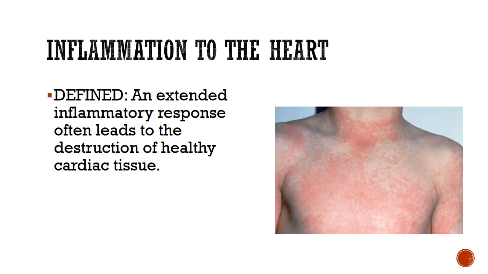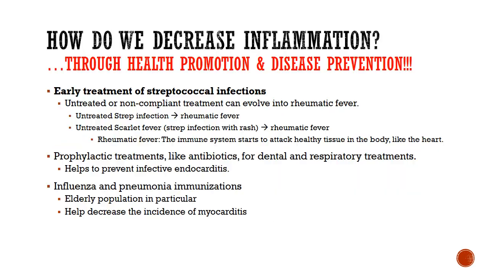So inflammation to the heart is an extended inflammatory response that often leads to the destruction of the healthy cardiac tissue. The best way to decrease inflammation is through health promotion and disease prevention. So early treatment of streptococcal infections, basically untreated strep. If you have these patients presenting, the big thing you always want to check is signs and symptoms of strep.